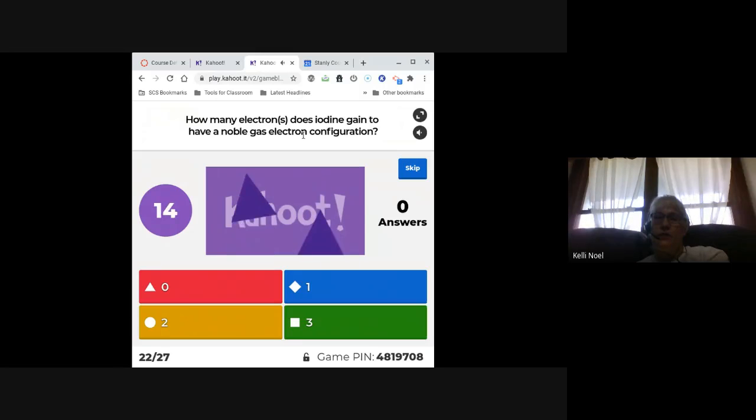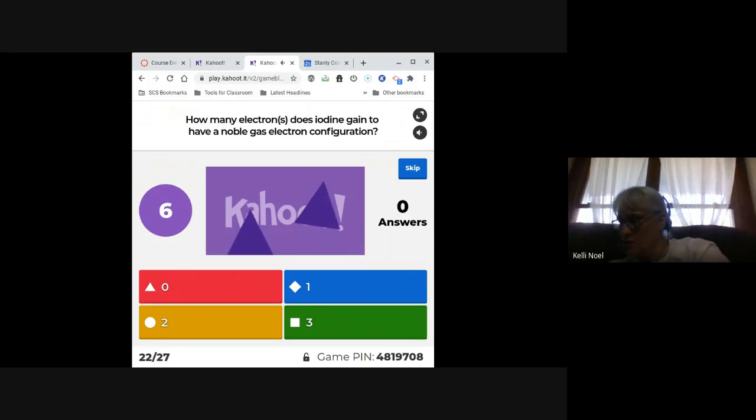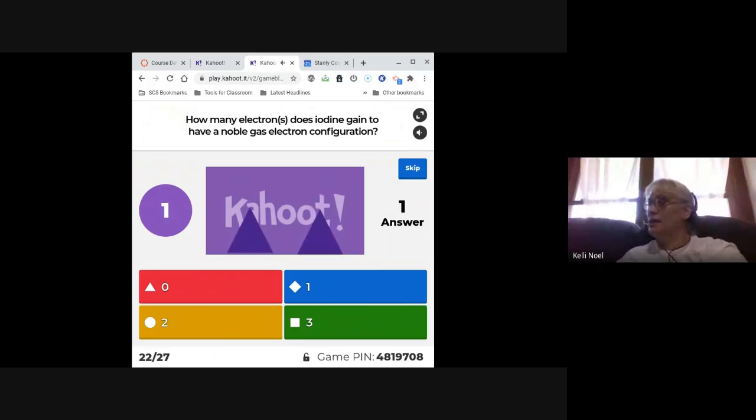How many electrons does iodine gain to have a noble gas electron configuration? That means to have 8 valence electrons. Iodine, how many more electrons does it need?